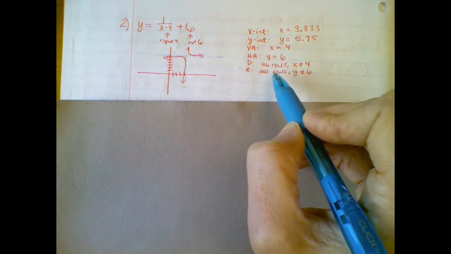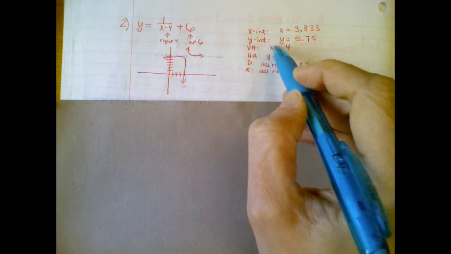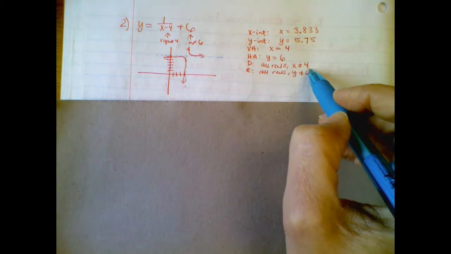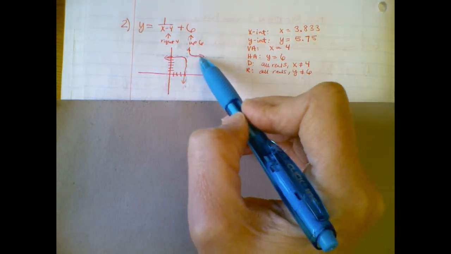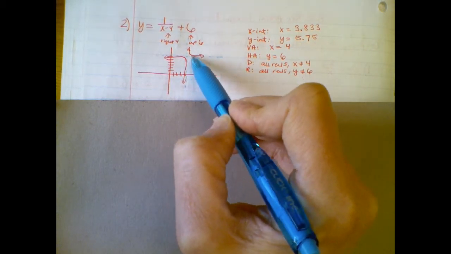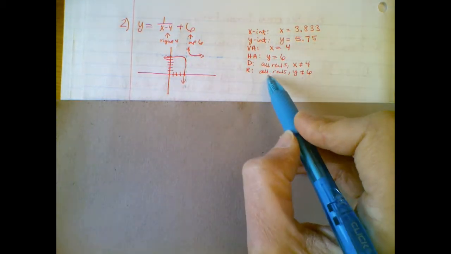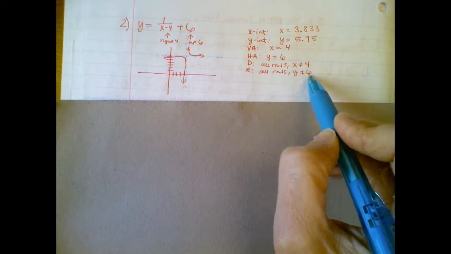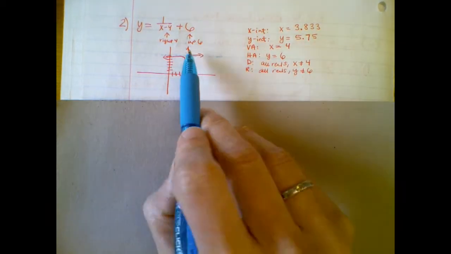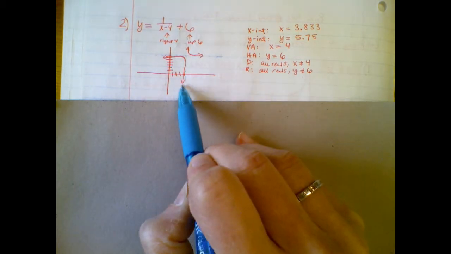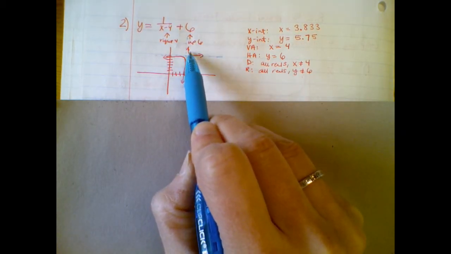For my domain, it's going to be all real numbers, but my vertical asymptote is going to be my restriction, so x cannot equal 4. And the reason for that, the x values keep getting bigger and bigger, but right here at 4, there's a jump, so it cannot equal 4. And my range is all real numbers, but y cannot equal, and I use that horizontal asymptote, so y cannot equal 6. Notice it gets higher and higher, it gets lower and lower, but right here at 6, there's a jump, so y cannot equal 6.